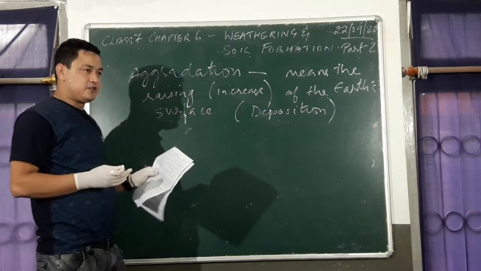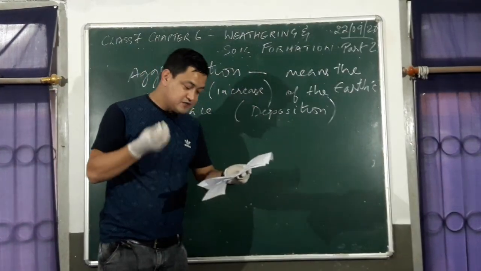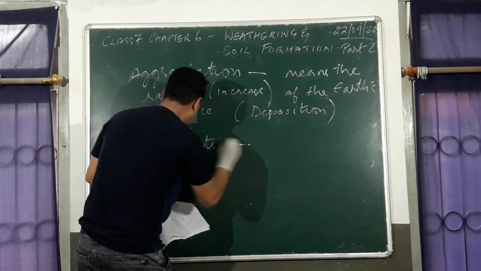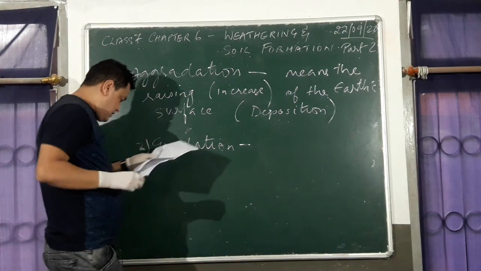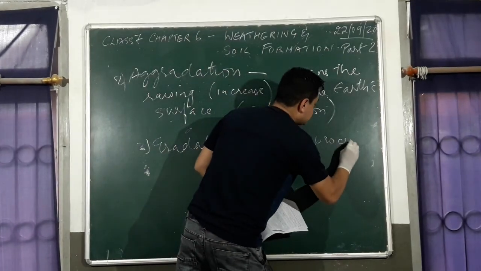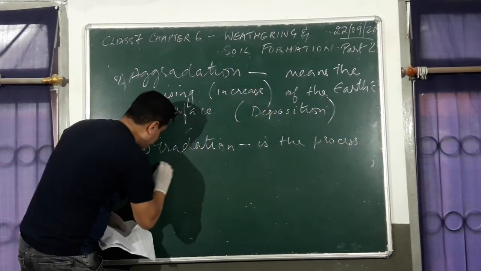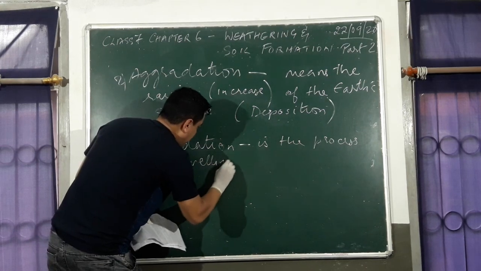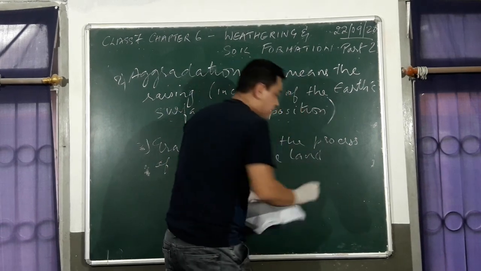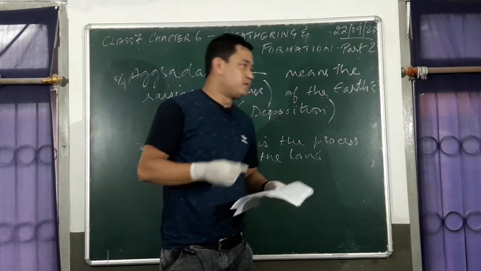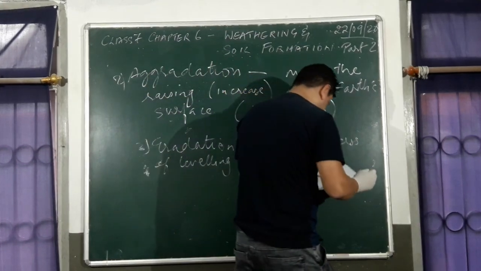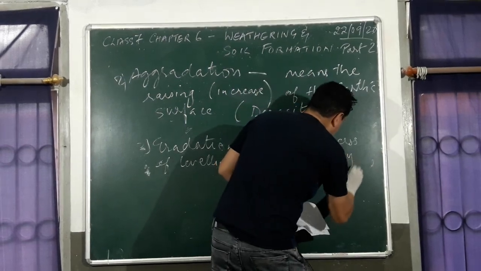Now the third. Degradation plus aggradation together means gradation. What is gradation? Gradation is the process of leveling of the land. So basically it levels the land. It makes irregular land regular, or it may basically maintain and remodel the earth by means of natural agents.